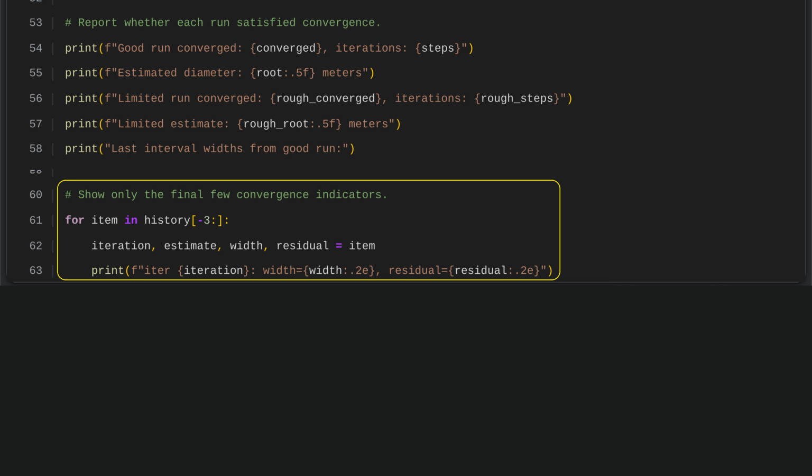For the last 3 entries, it reports the iteration number, the current root estimate, the interval width, and the residual. The interval width and residual are printed in scientific notation, giving a compact view of how the solution behaved near the end.